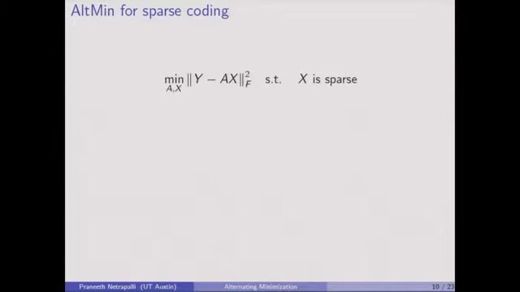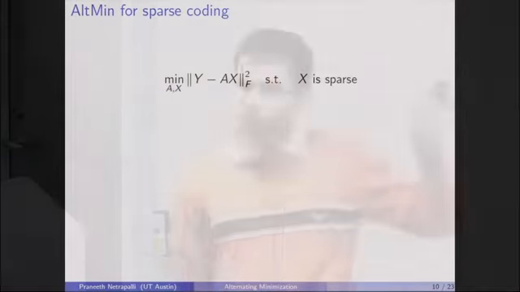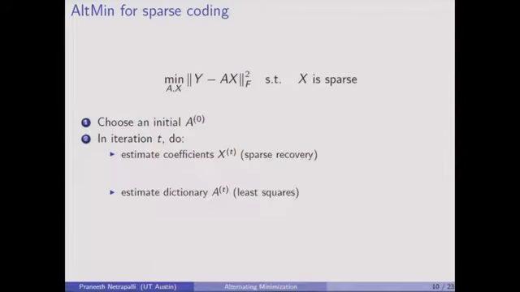So let us see how alternating minimization tries to solve the sparse coding problem. Recall that we have a matrix Y and we want to factorize it as A times X, where X is sparse. So we write this optimization problem subject to the sparsity constraint on X. This is a non-convex problem, and so to solve this, alternating minimization does the following. We choose an initial dictionary estimate A0, and in each iteration, we fix the dictionary and then estimate the coefficients xt, and in the next step, we fix the coefficients and then estimate the dictionary at.